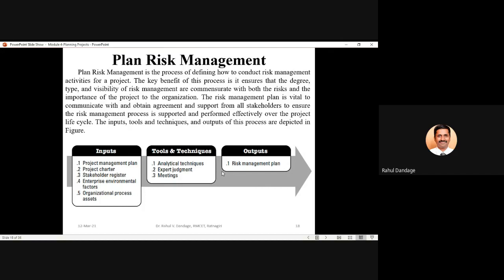Once you have these inputs with you, you can go for applying certain tools and techniques like analytical techniques. You can take expert judgment, you can conduct meetings, and finally you will come out with the output, which will be the risk management plan, completely prepared and ready for execution.